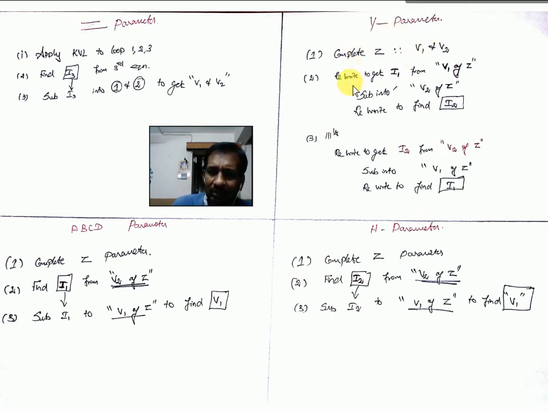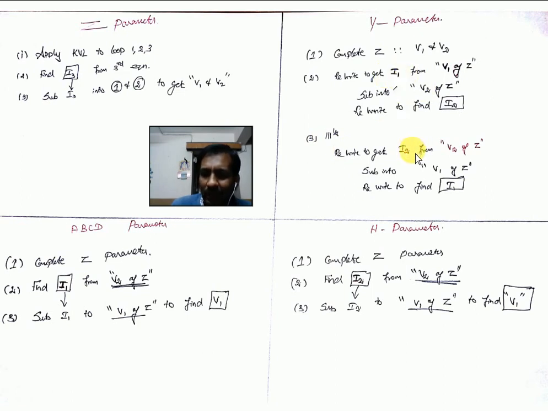Step number 2: rewrite to get I1 from V1 of Z. Here is the V1 equation you found; rewrite it to find the I1 value. After finding I1, substitute it into V2 of Z, and you get the answer. In that answer, rewrite to find I2. That's all. Similarly, you can do I2.